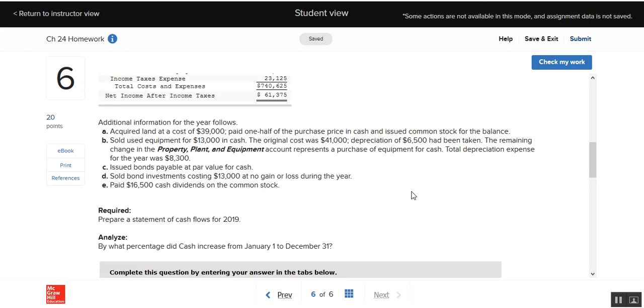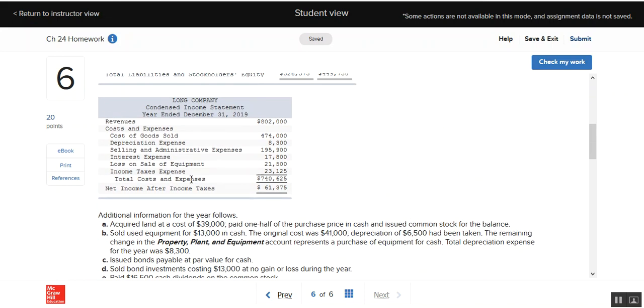Let's see. And then I think there was only one more. Income tax expense, that is a cash expense, so we don't have to do anything with that. So when we're looking at our condensed income statement, we're looking for gains or losses, and anything that's a non-cash expense, which in this case would be depreciation. Looks like that's all we have on the income statement that we need to adjust for in terms of our statement of cash flows from operating activities.